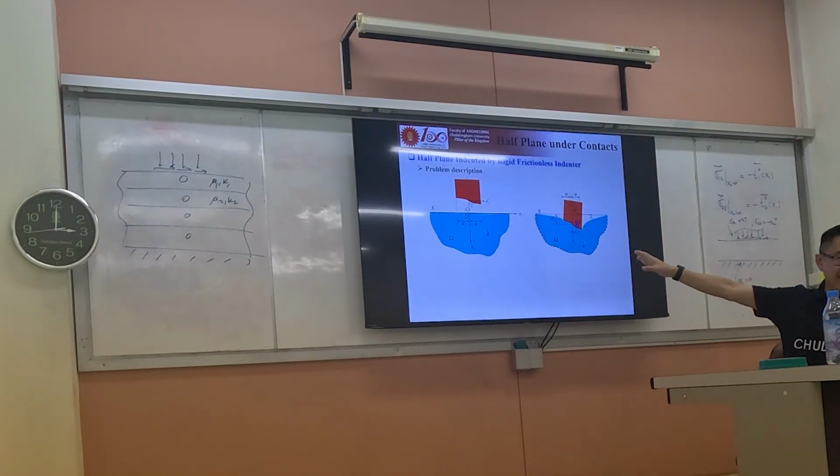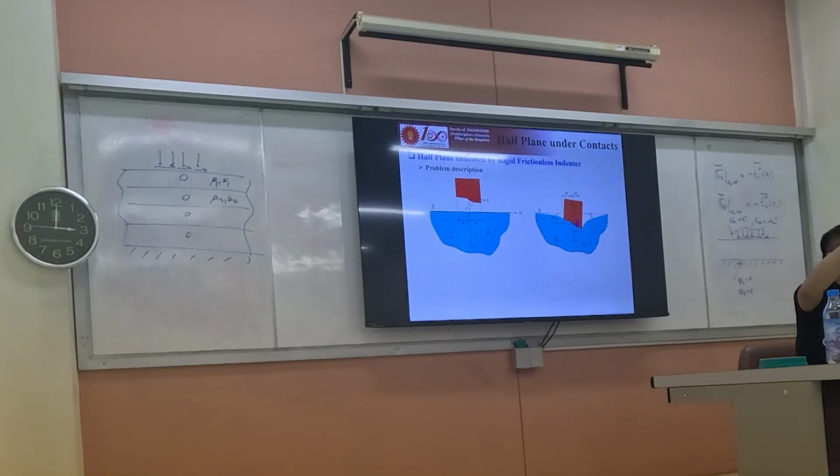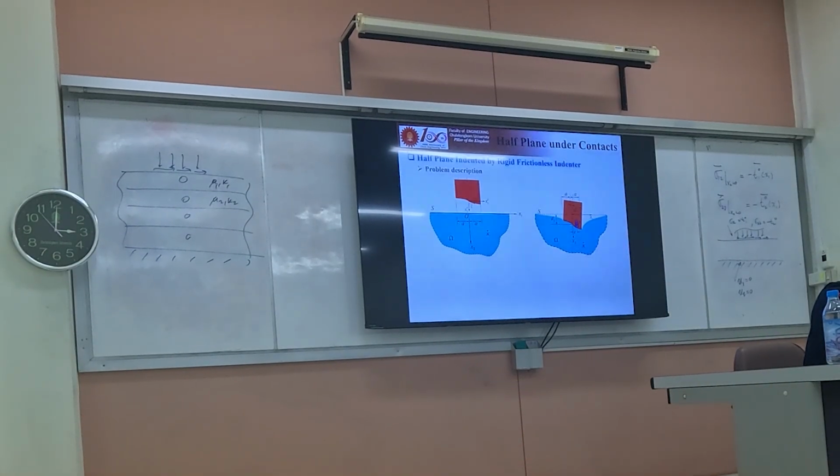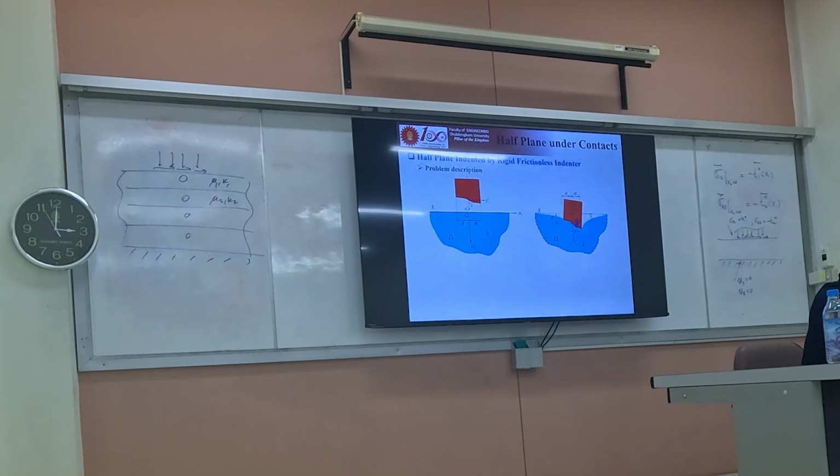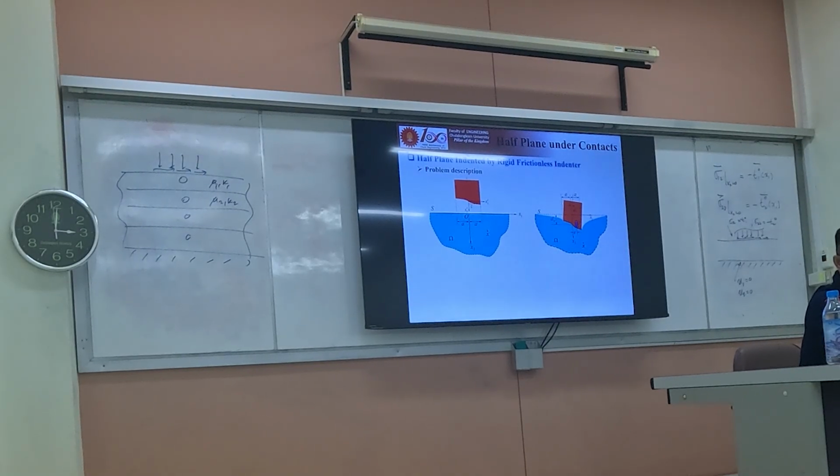We look at the half plane again, but now the excitation is not the loading. I will not put the loading directly on the surface. I will put the contact like this. I compress the half plane by a punch or indenter. So I may apply the force here. Let's say that I apply the force there, but I don't know the distribution of the force that transfers to the half plane. This one will be more complicated, but it's more realistic, right?